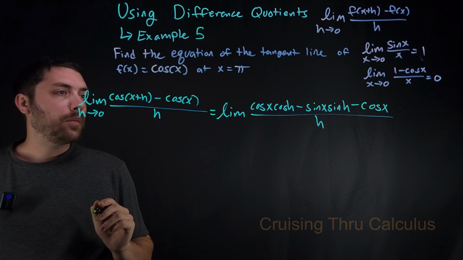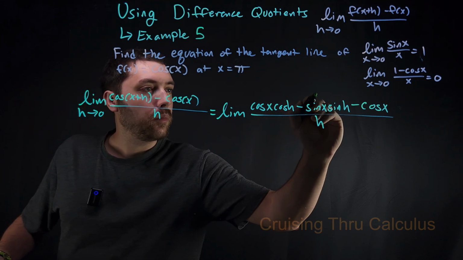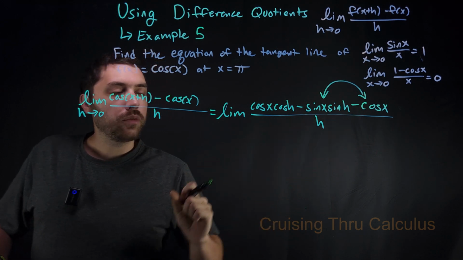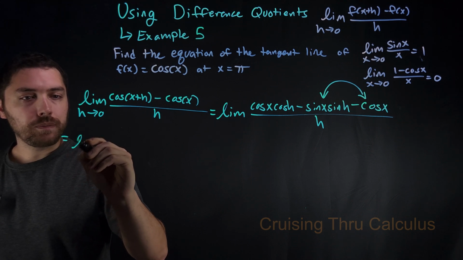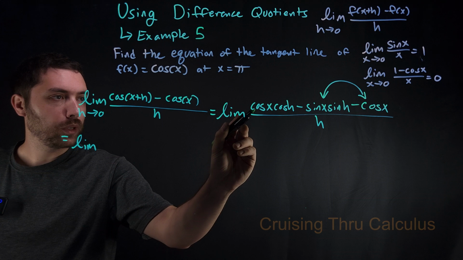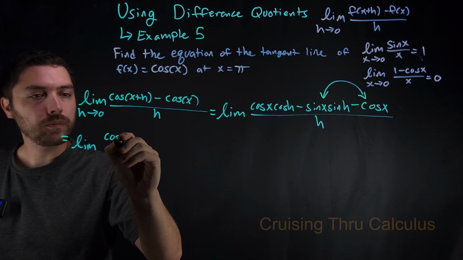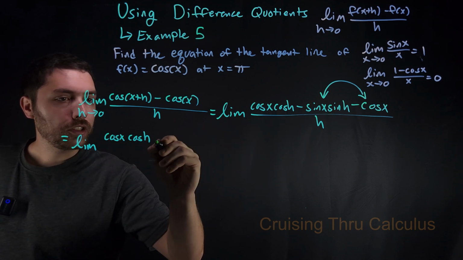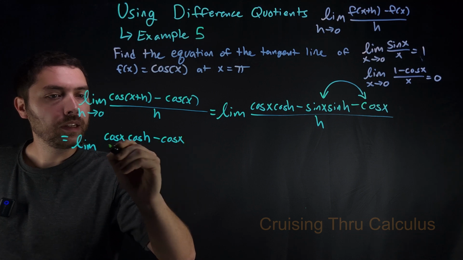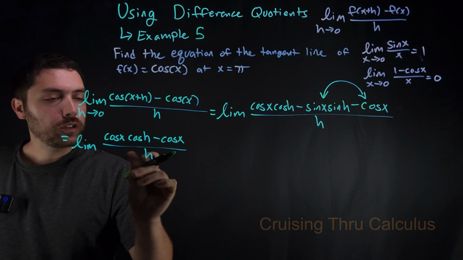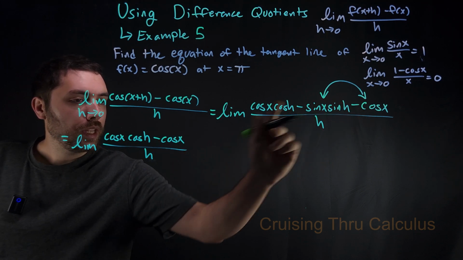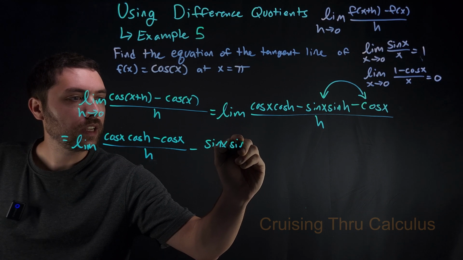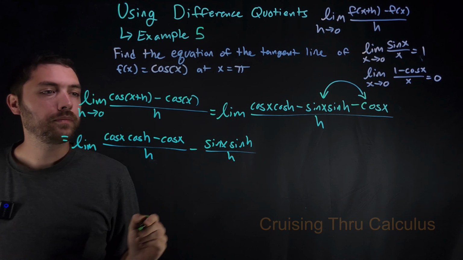All right, just like last time, I'm going to move things around. This time what I'm going to do is swap these two places, and I'm going to split this fraction up, just like I did in the last one. So let's see here. We're going to get cosine x cosine h, then minus cosine x. Here's our first split up fraction. And then I'm moving that over here, so it's going to be minus sine x sine h over h.